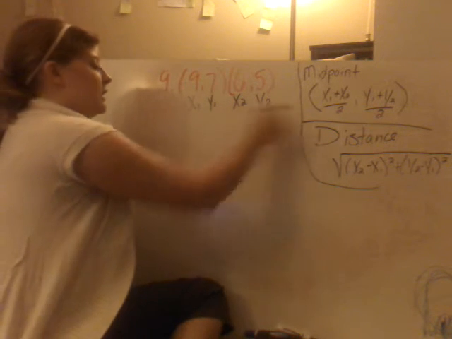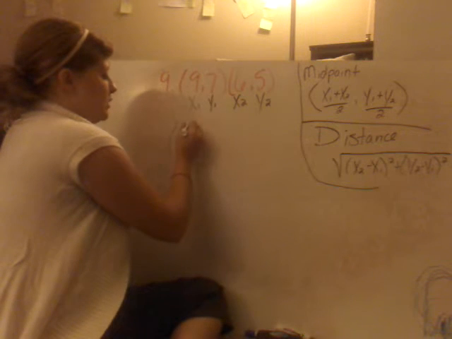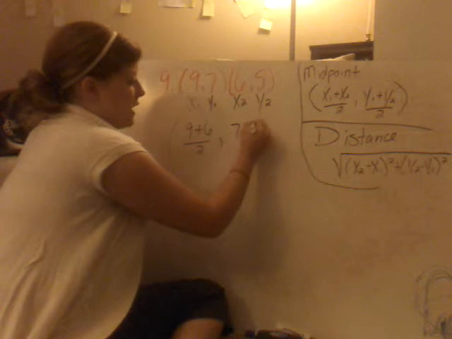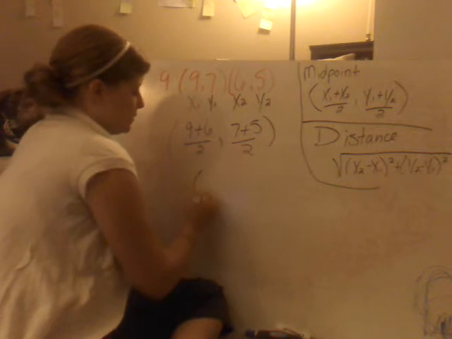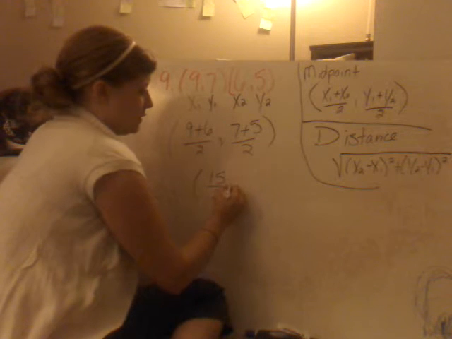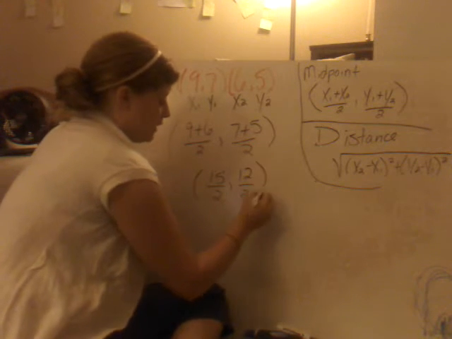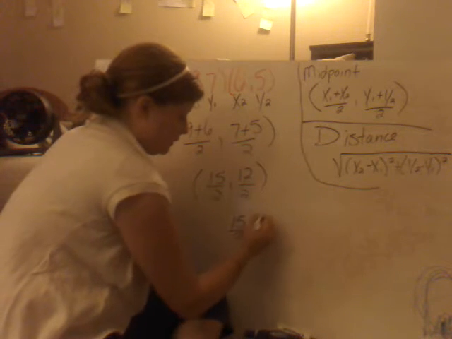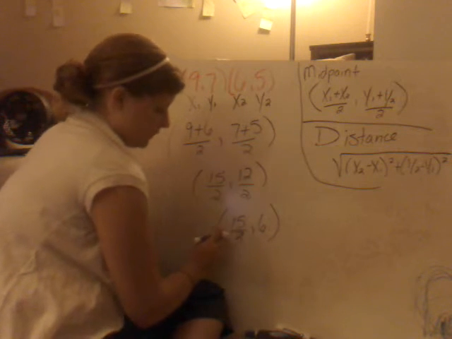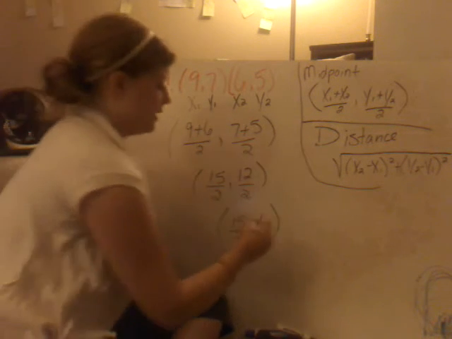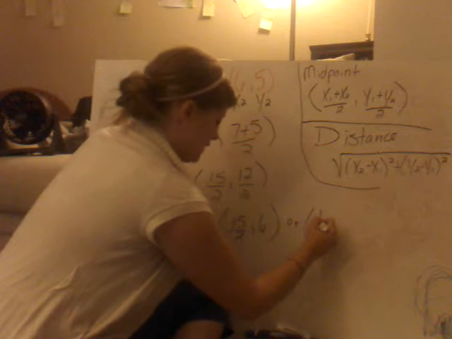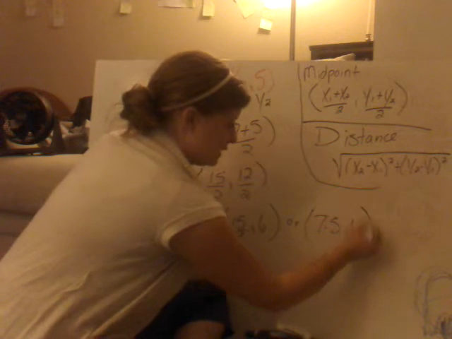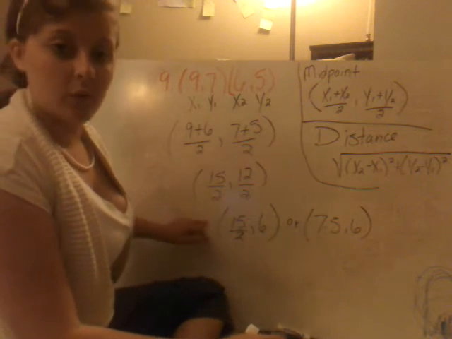My midpoint formula right here, x1 plus x2, so 9 plus 6 divided by 2, and 7 plus 5 divided by 2. This gives me 15 halves and 12 halves. So I can write this as 15 halves, comma 6, and that is 2. I know it's funny like a 2, we don't worry about it. Or 7.5, comma 6. Again, either one for the midpoint.